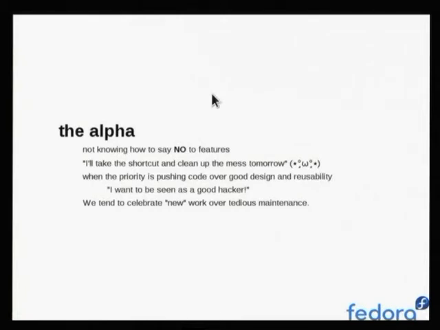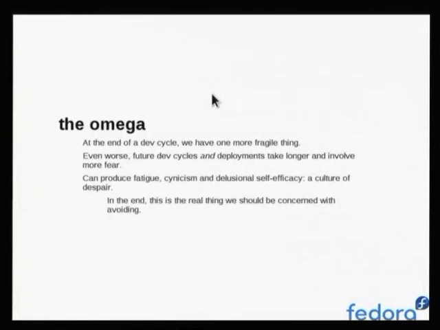And when the priority becomes pushing code over having good design and reusability, which is totally understandable, because we all want to be seen as good, productive hackers. We want to push a lot of code, but we can get in our own way with that. So that's the beginning of technical debt.